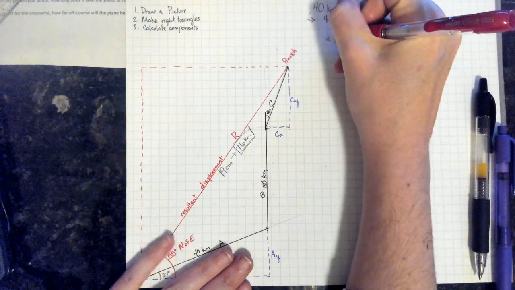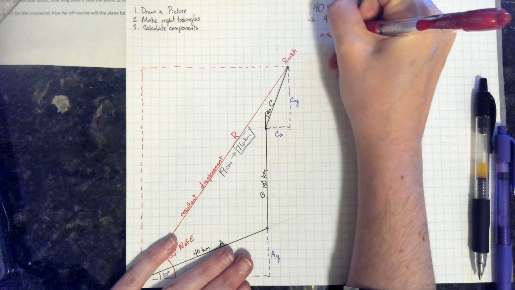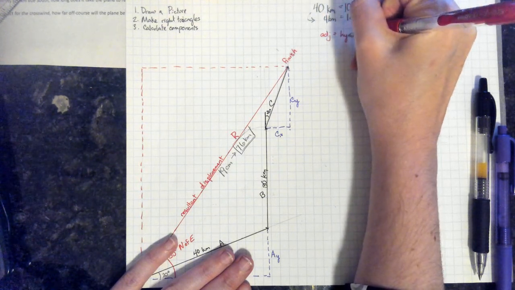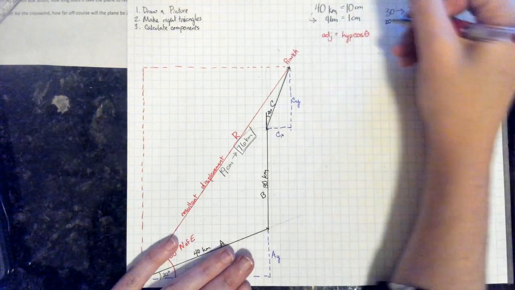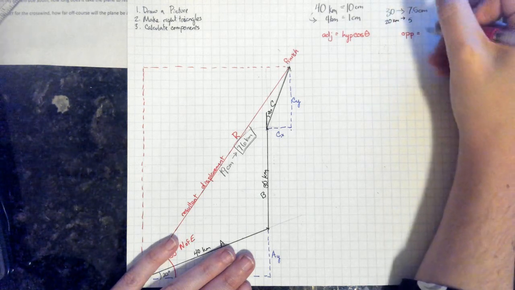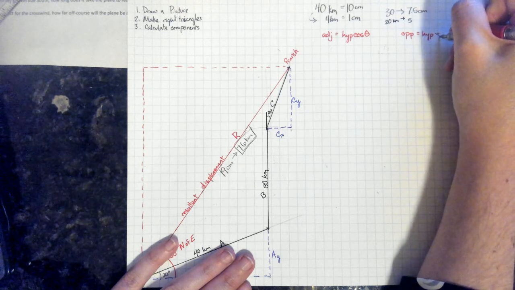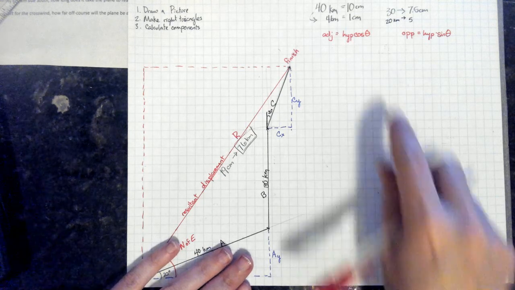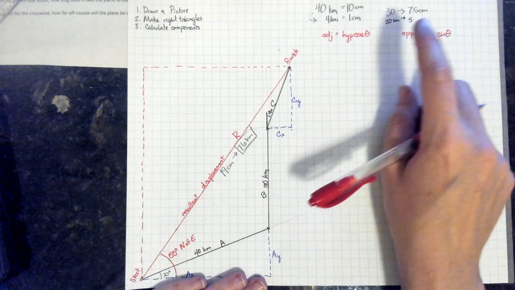From the first question that we did, we have the adjacent side equals the hypotenuse times cosine of the angle, and we have the opposite side equals the hypotenuse times sine of the angle. So I derived those for the first one. I'm not going to do it again just to save a little time.